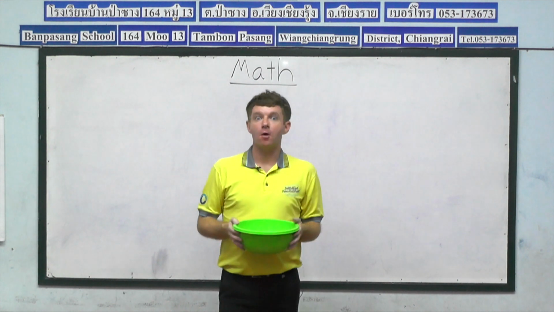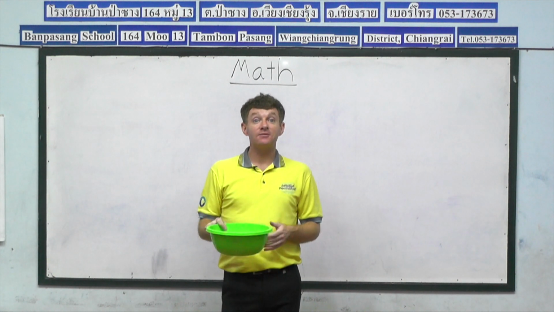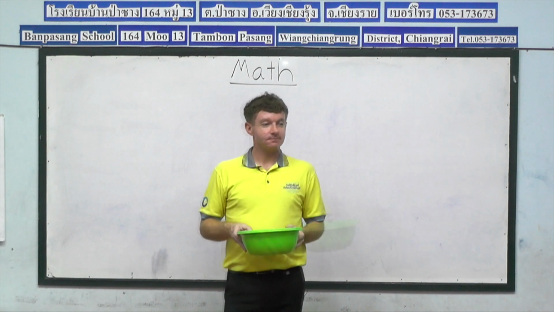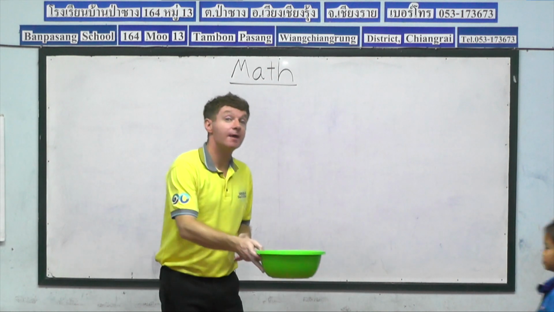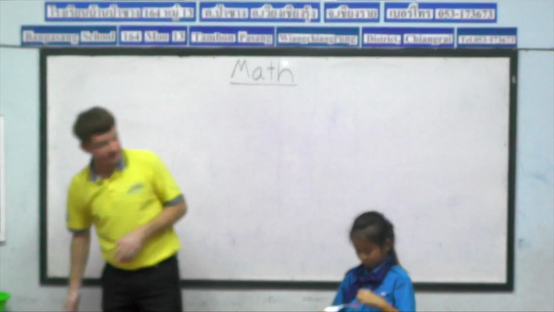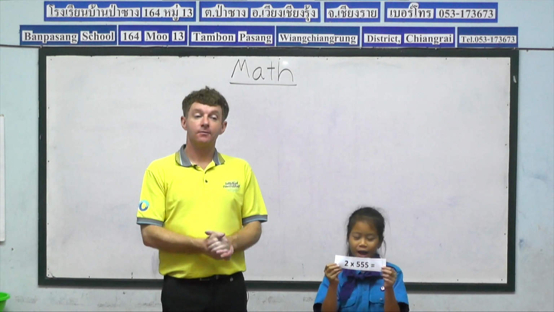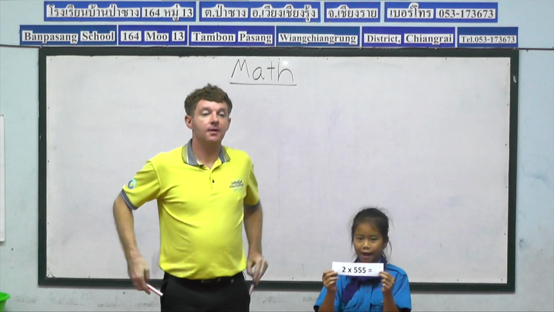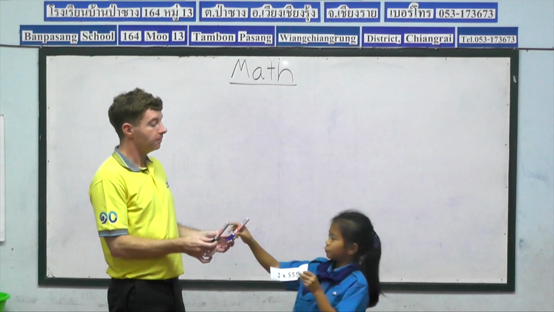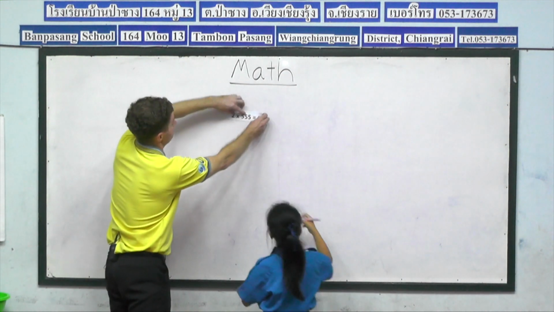So, we have our multiplication problems in the bowl. Now, I will invite my first student, Prau. Can you come and join me at the front, please? And Prau can now choose her multiplication problem. Okay. And show it to your friends, please, Prau. So what can we see, guys? 2 times 555. Excellent. So Prau, what colour would you like, blue or black? Blue.